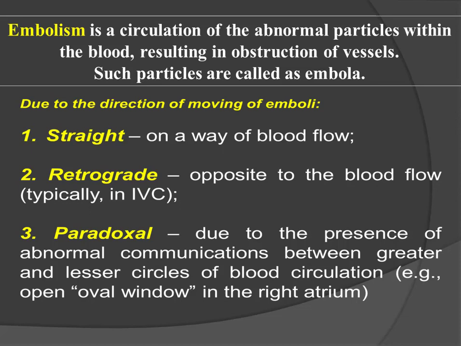And last, there is paradoxical embolism. Emboli come from the veins of the systemic circulation but do not pass to the lung and instead clog the arteries of the systemic circulation. This is possible only when there is a communication between the atria, foramen ovale, or between the ventricles of the heart.